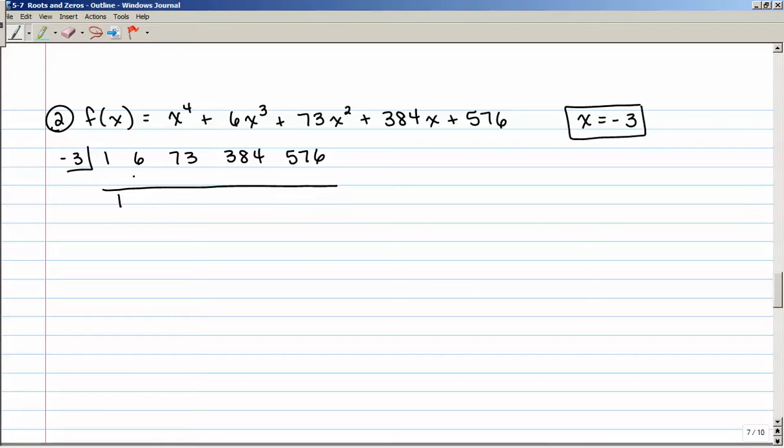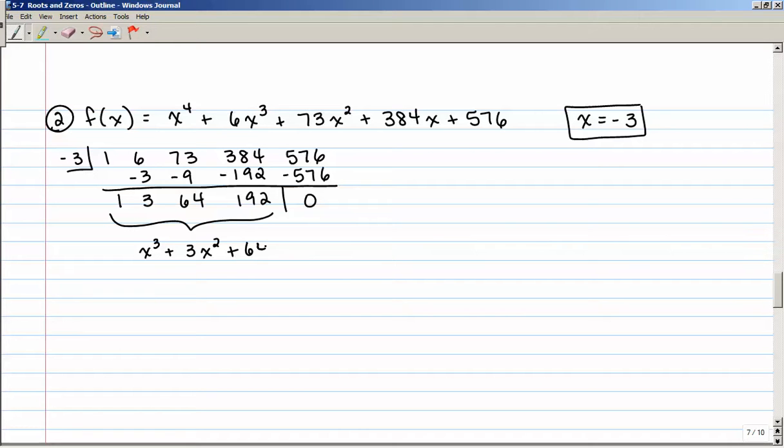Bring down the 1. It's going to give me -3, 3, 9, oh wait, -9, 64, -192, that leaves me with 192, and then multiplying that gives me -576, and a remainder of 0. So that means that this other factor is x cubed plus 3x squared plus 64x plus 192. And I don't really want to try any other way to factor that.